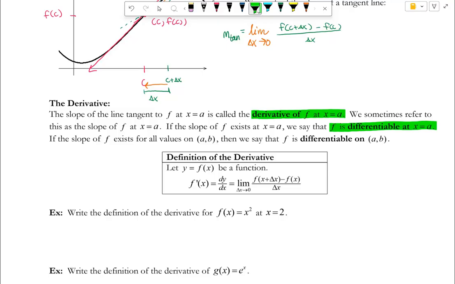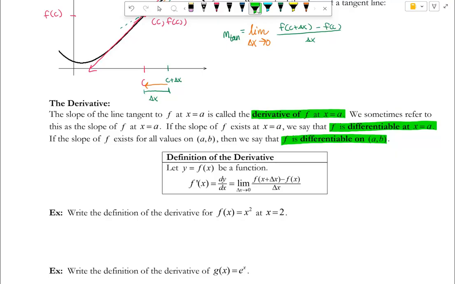If the slope of f exists for all values on an interval, we could also say that f is differentiable on an interval from a to b. If we say that f is differentiable, that means f is differentiable everywhere. So if we are not specific about an interval and we're told our function f is differentiable, that means that we can take its derivative anywhere that the function exists.